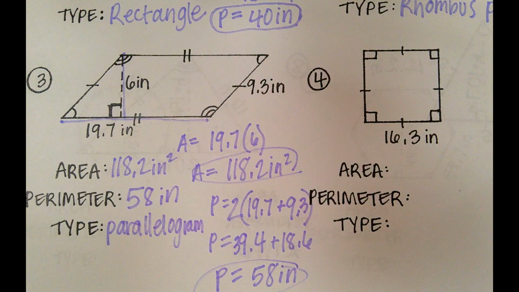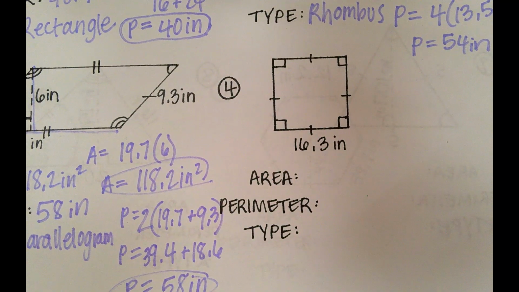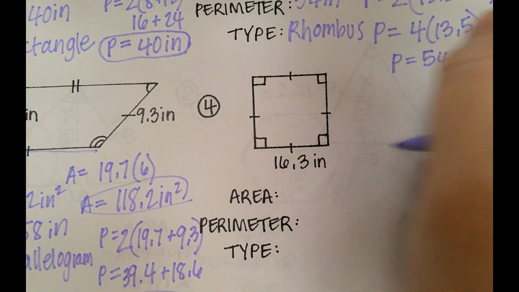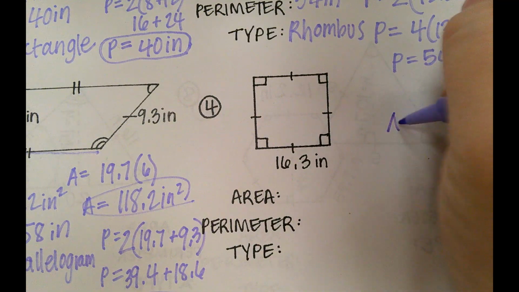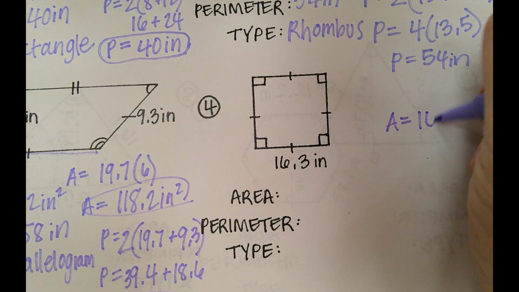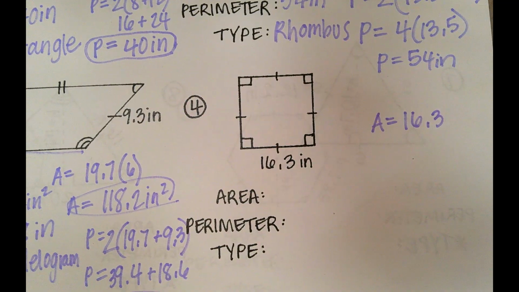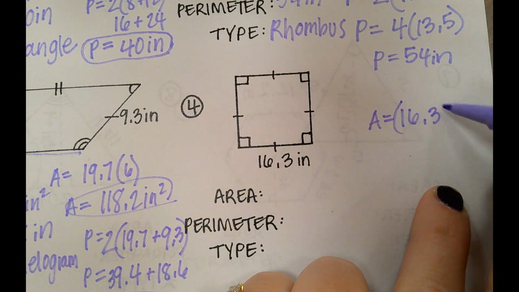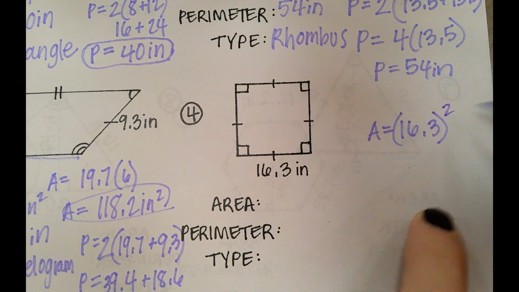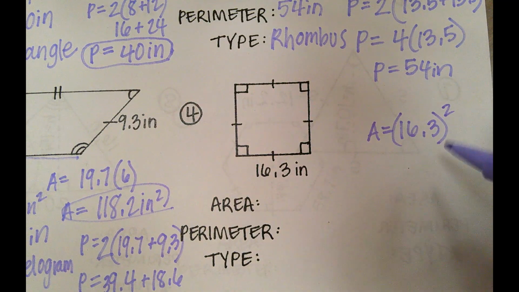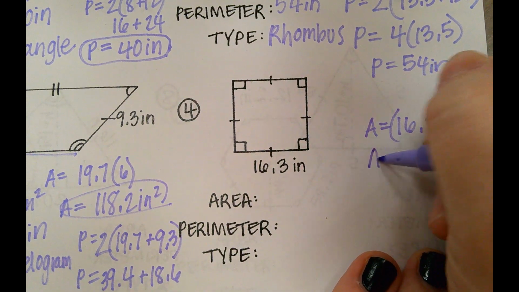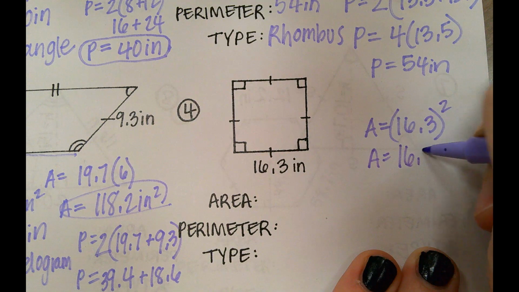Last one on the front page. Let's look at number 4. My area is what? 16.3 times itself. So I can do 16.3 times itself. When I multiply something by itself, we square it. So you could do this. You don't have to, though. You can also just do 16.3 times 16.3.